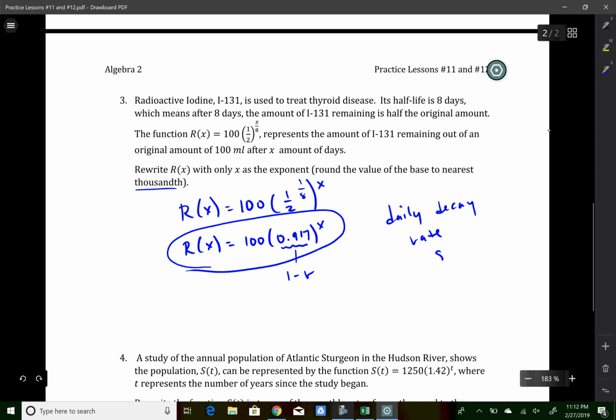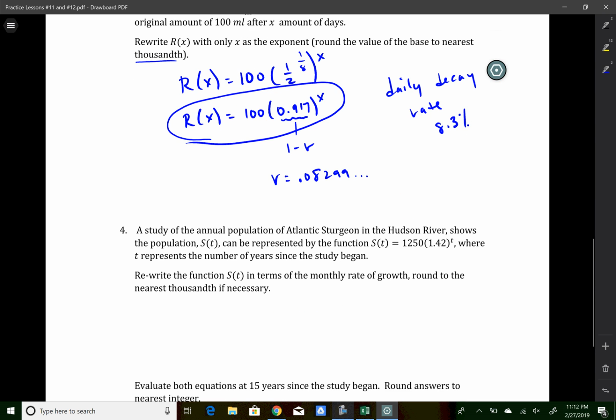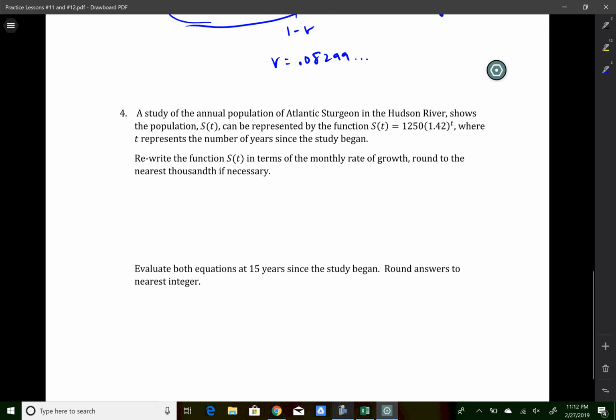is 8.3%. Right, because I get an R value here of 0.08299... So we can see that every day it's going down about 8%. Every 8 days it goes down 50%, so we get that. All right, let's take a look at the last one, number 4.